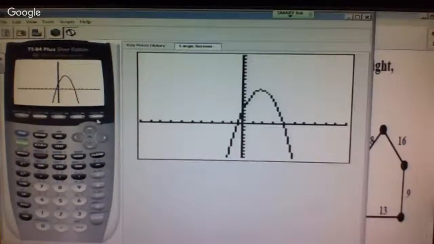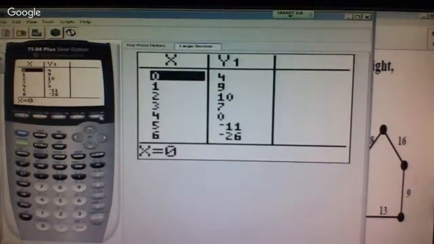Okay. So we know we need to find a vertex. And we need to find when x is 1 second. How do I find when x is 1 second? You go to your table. Second graph takes you to your table. How high off of the ground are we at 1 second? 9 feet. So part A is 9 feet.